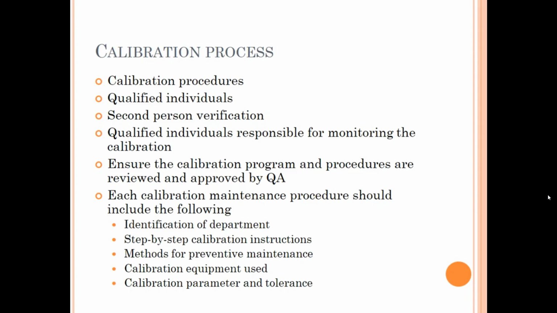Each calibration maintenance procedure should include the following at a minimum: identification of the department responsible to perform the calibration or maintenance, step-by-step calibration instructions, reference to appropriate calibration procedures or instrument manuals, methods for preventative maintenance, or reference to appropriate instrumentation manuals, calibration equipment used in the calibration, for example, digital thermometers, voltmeters, balance weights, etc. And it needs to include calibration parameters and the acceptable tolerances.